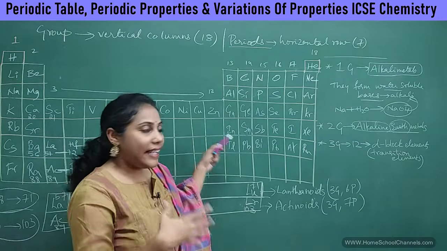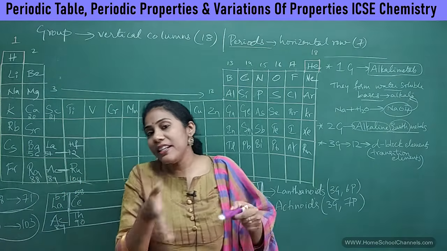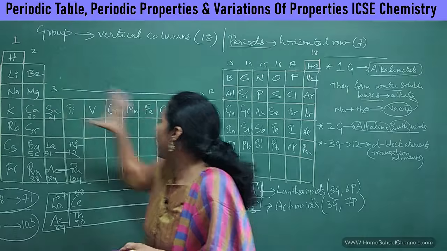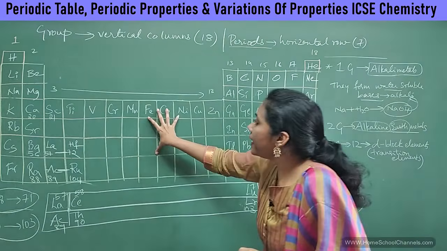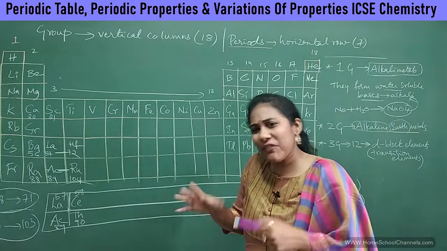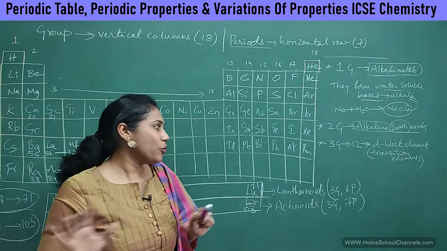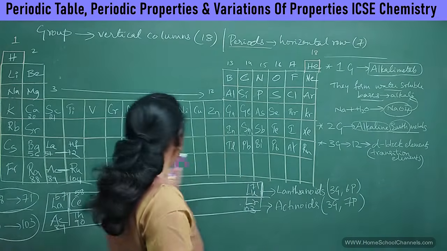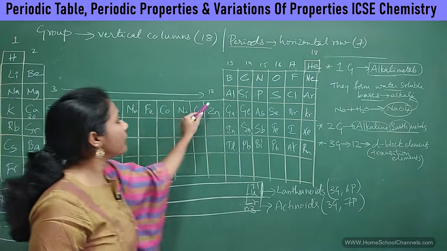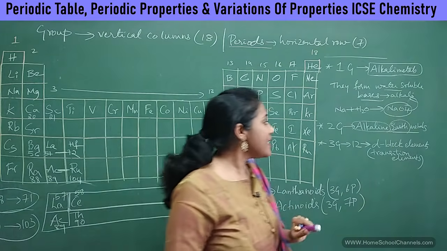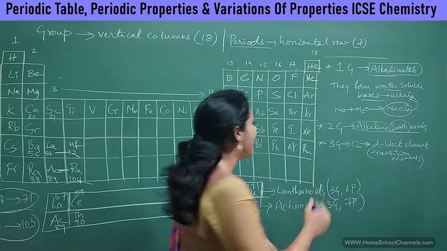Like that, the entire periodic table is again subdivided into S block, P block, D block and F block, which you will study more about in higher classes, so no need to worry. So just try to remember, from third group to 12th group, we call these elements transition elements.